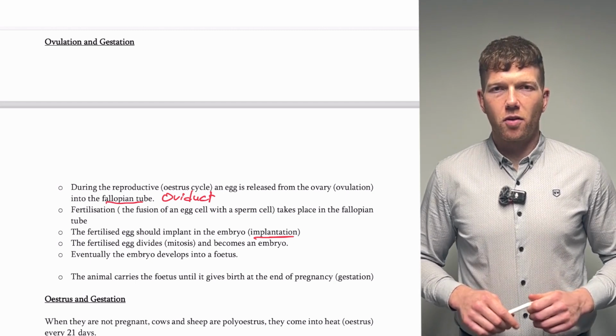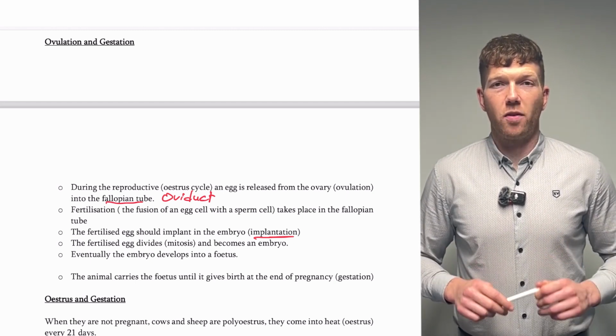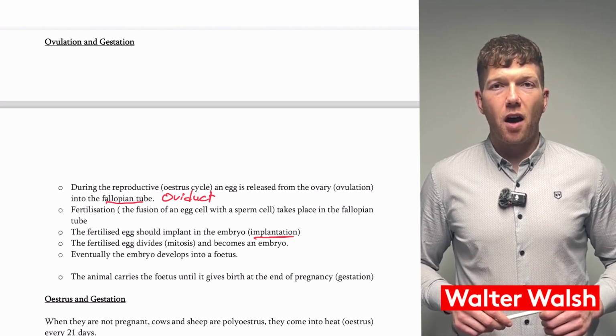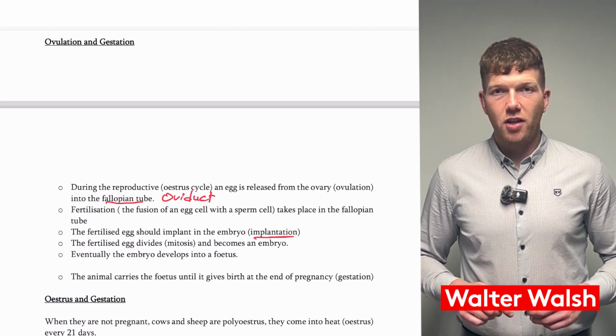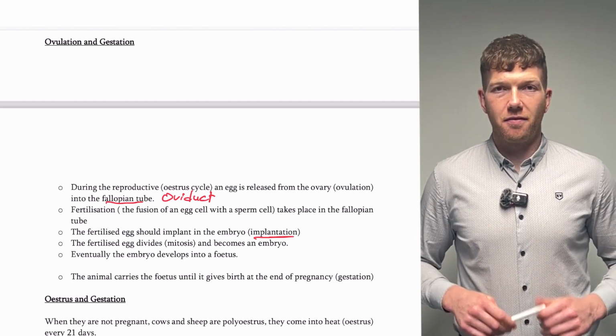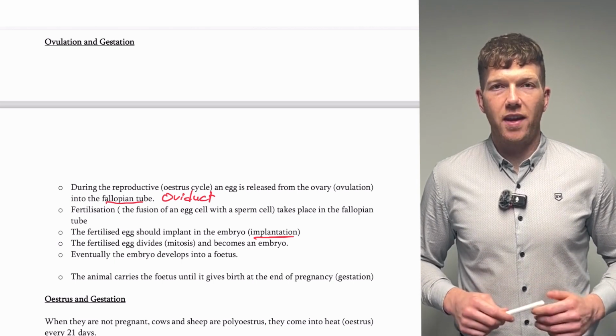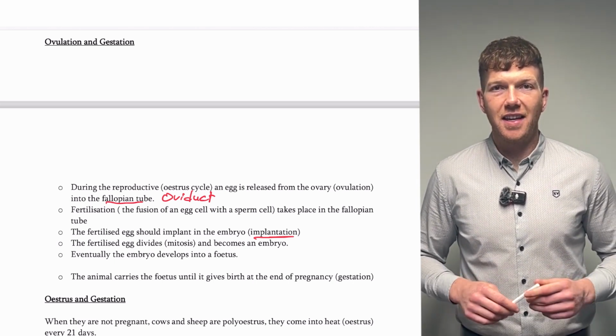Now in this recording we're going to look in depth at how exactly ovulation, fertilization and implantation happen in reproduction. And we're going to look at different methods of how we can detect when a cow is in estrus, or as we say, in heat.